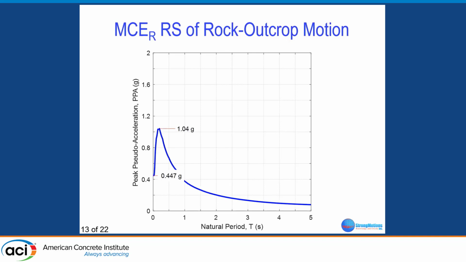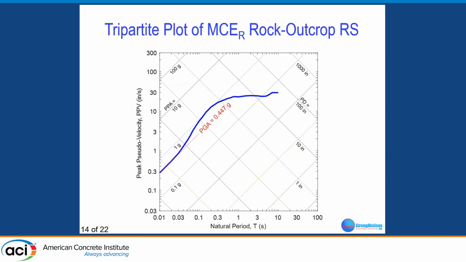It is always a good practice to plot the spectrum in a tripartite format. Here the acceleration is shown along this axis, deformation is shown along this axis, and pseudo velocity is shown on the vertical axis. But as engineers, we need acceleration and deformation. That is what we are focused on. We don't care much about the pseudo velocity, but it is good practice to plot the spectrum in a tripartite format. Then it tells you if it has a reasonable shape. Many times I review these projects and I see spectra which really don't make sense. So you have to always plot it in a tripartite format.